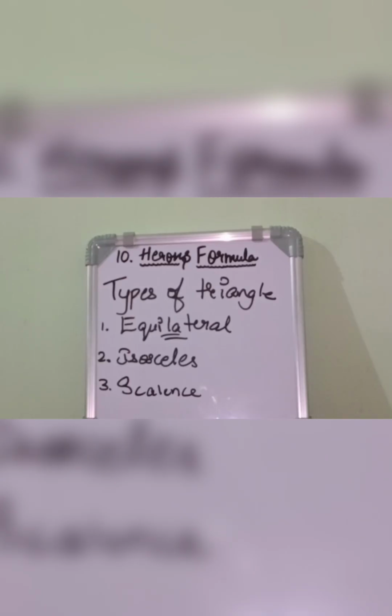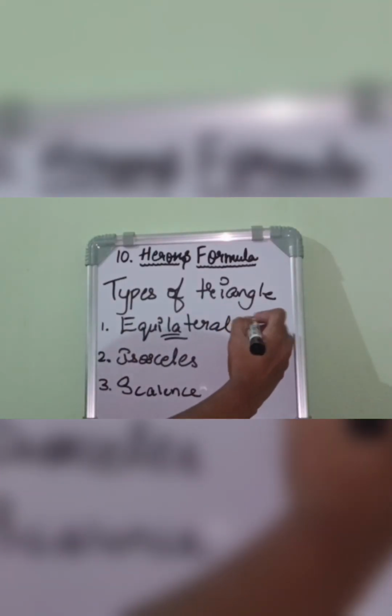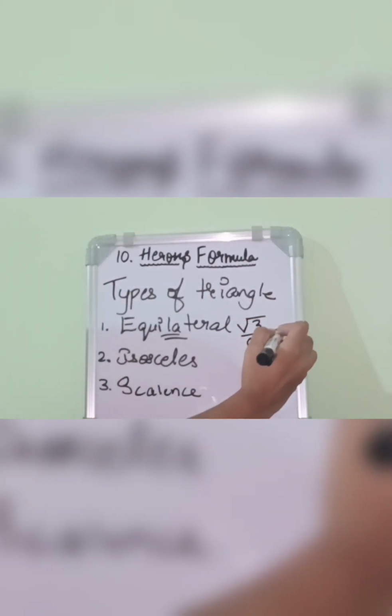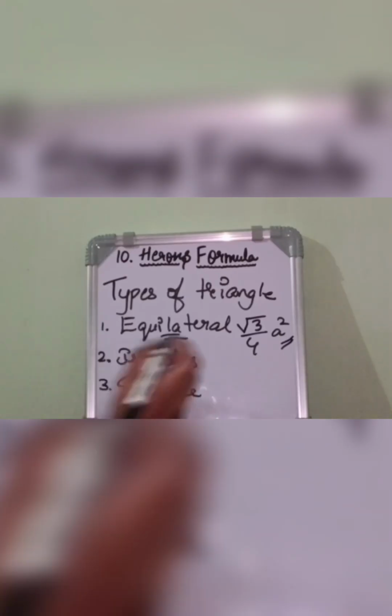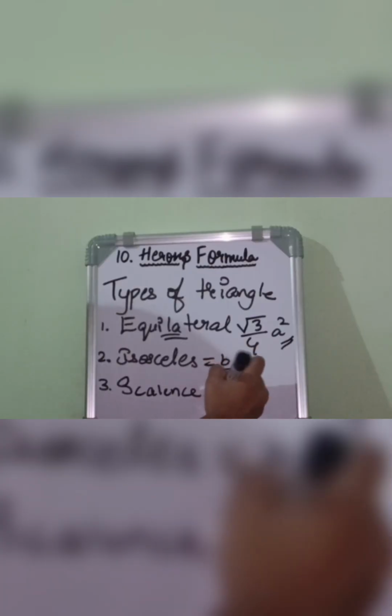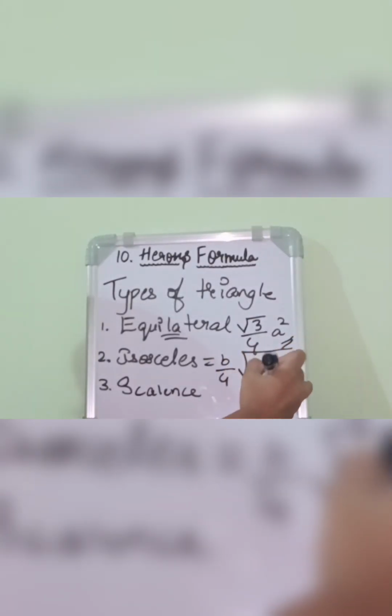Now we know that the area of an equilateral triangle is equal to root 3 by 4 a square. Area of an isosceles triangle is equal to b by 4 under root of 4 a square minus b square. Scalene triangle: a Greek mathematician named Heron of Alexandria invented a formula to find the area of a triangle in terms of its three sides, also for a scalene triangle.